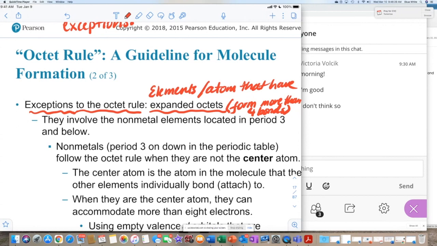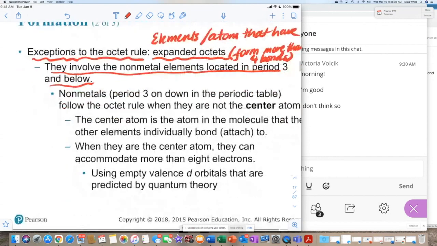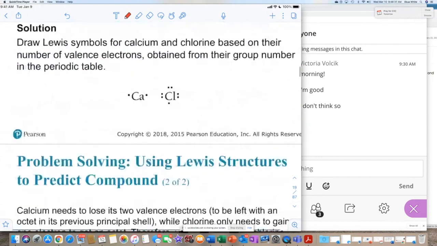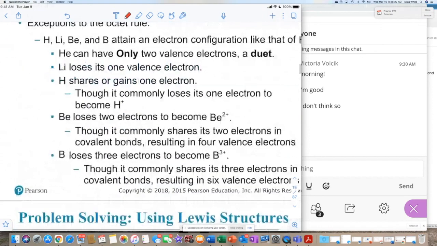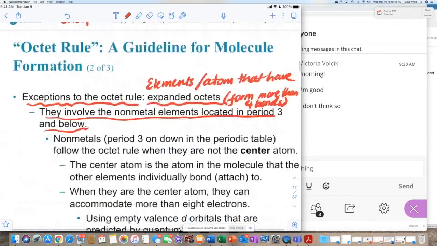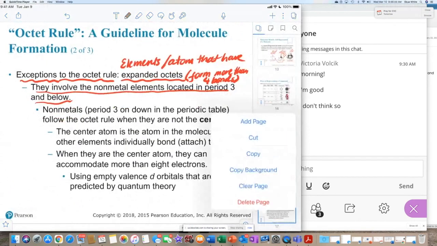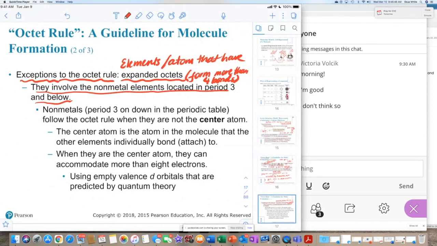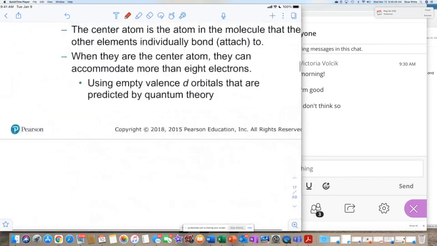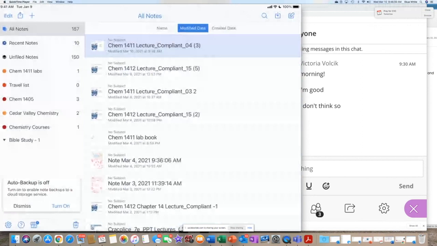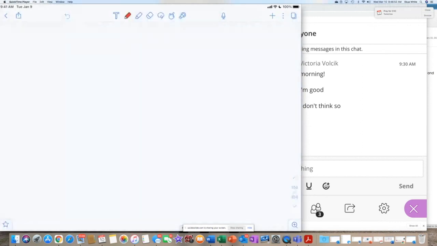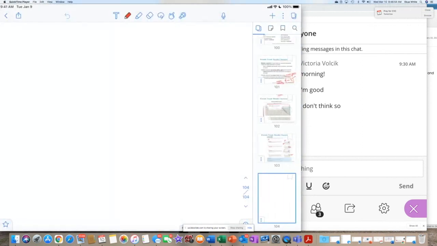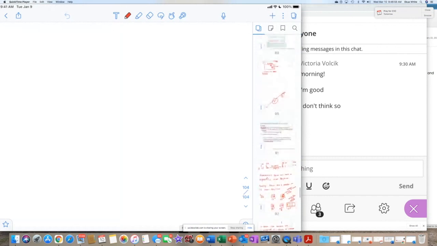So what are these elements? It's told they involve the nonmetal elements located in period 3 and below. Let's see, do I have a periodic table somewhere here? I just realized again, one needs a periodic table. So let me add a page here and then go find my trusted periodic table from my previous chapter. Give me just a moment as I do this quick detour.